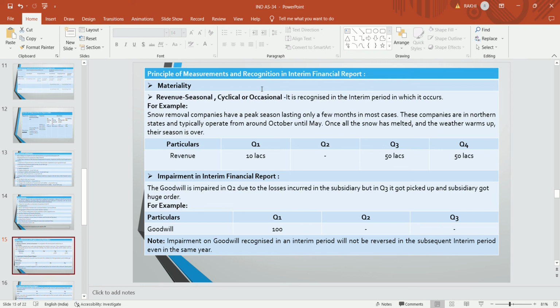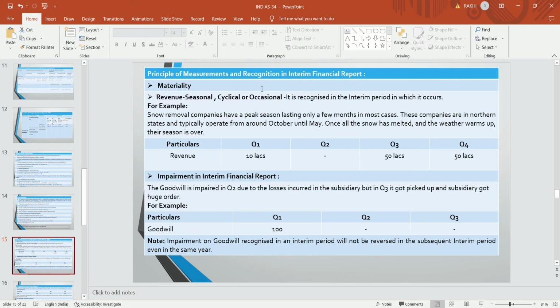Revenue, seasonal, cyclical or occasional. It is to be recognized in the interim financial report as and when it occurs. Means if any revenue occurs, when it occurs, it will be recognized then only. It is not recognized on a proportionate basis. It is recognized as and when it occurs.